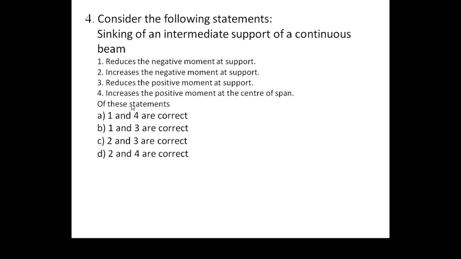Which statements are correct? 1 and 4 is correct. You see this one, the options are 1 and 4, 1 and 3, 2 and 3, and 2 and 4. Which one is correct? What is the benefit of sinking of support? Your answer is A, 1 and 4. It reduces the negative moment at the support and increases the positive moment at the center of the span. Therefore 1 and 4 is your correct answer.